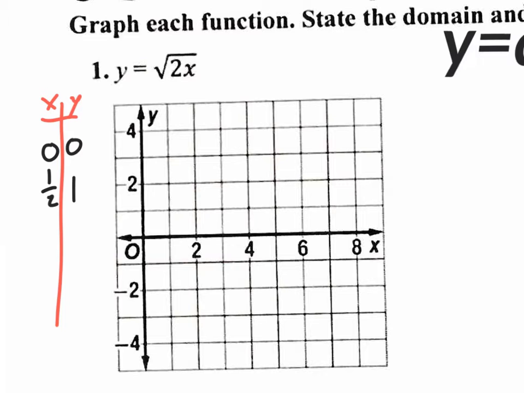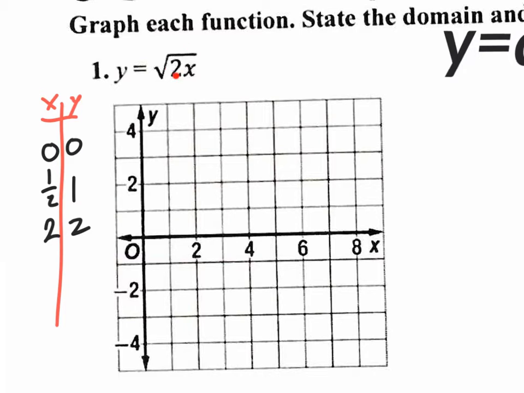So the next one, yeah, it'd be nice if we had a 4 right here, and that would be a 2, because 2 times 2 would give you the 4. So let's plug in that 2. That would give us a 4, because 2 times 2 is 4, that we could do the square root of. 4 gives us 2 as an answer.